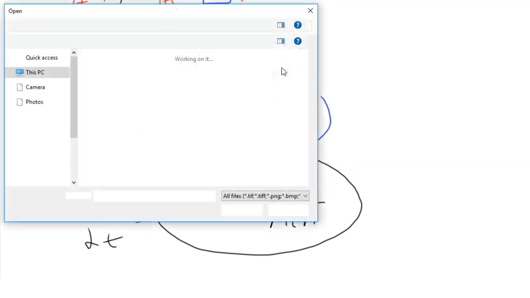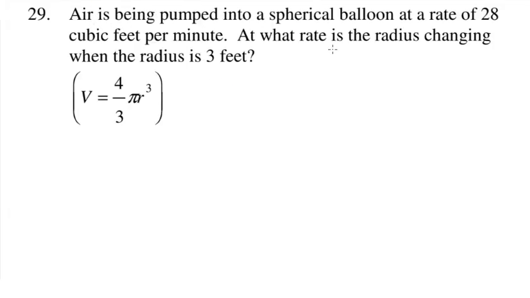And then for number 29, we're doing something pretty similar. We know that air is being pumped into a spherical balloon at the rate of 28 cubic feet per minute. What that also means is that the volume of the balloon is increasing at a rate of 28 cubic feet per minute. Now we're looking at what rate the radius is changing when the radius is 3 feet.